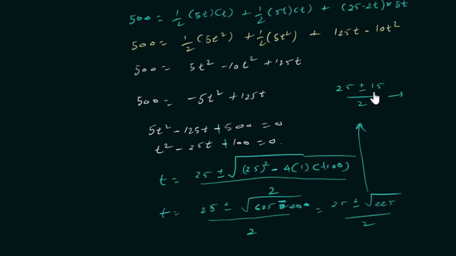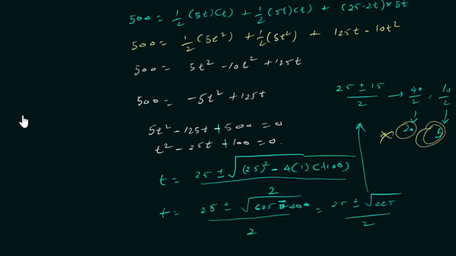Okay, so one take plus and one take as 40 by 2 is 20 and 10 by 2 is 5 seconds. Okay, so this is 20 and this is 5, so value of t is 20 and 5. Now you can see that this value is not possible, so value of t should be 5 seconds.